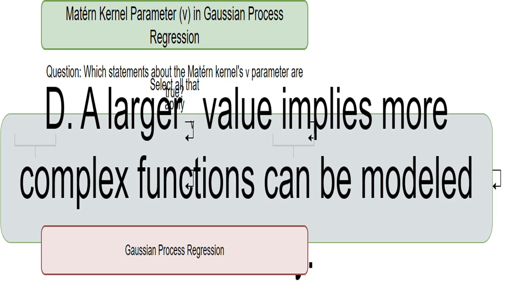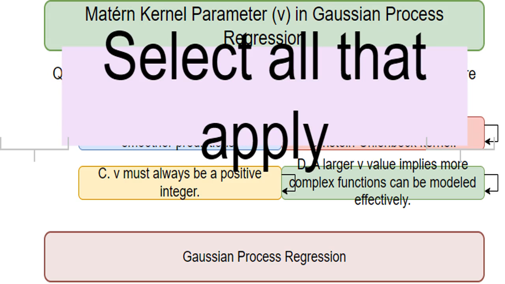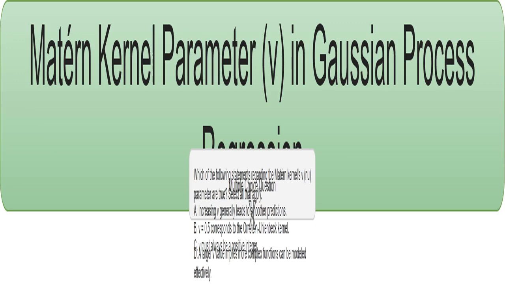So, it's a trade-off. I want you to pick all the statements that accurately describe the Matern kernel parameter. Think carefully, not all statements are correct. The Matern kernel is a popular choice for Gaussian process regression. It's characterized by a parameter, NU, that controls the smoothness of the resulting function. Think of NU as a dial that regulates how wiggly or smooth the prediction curve will be.